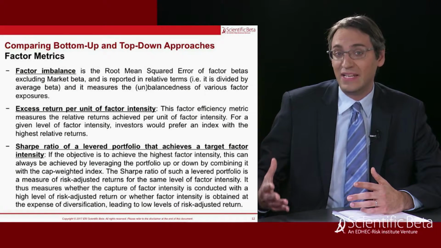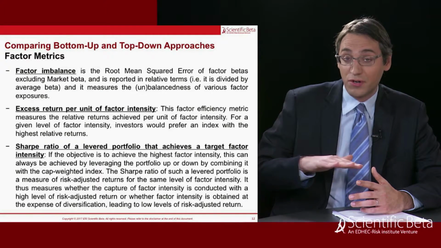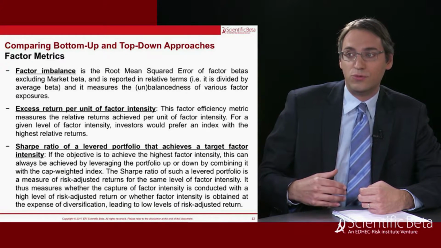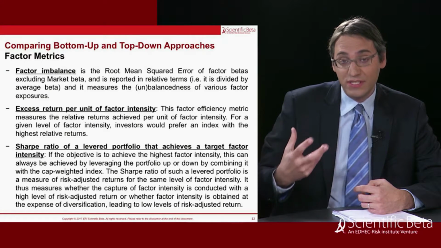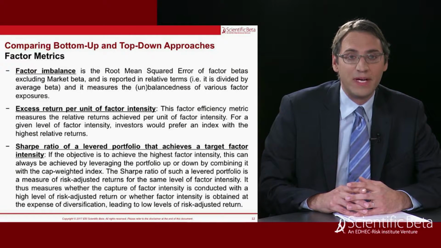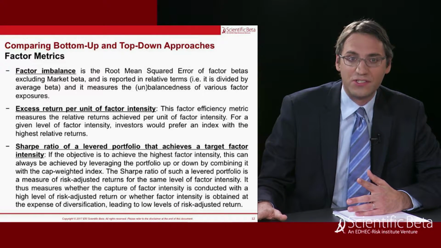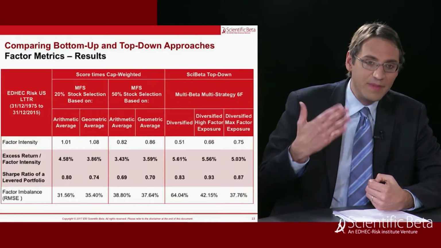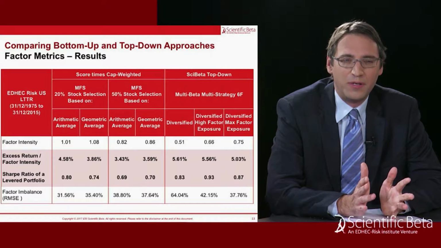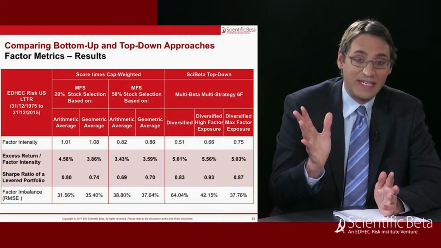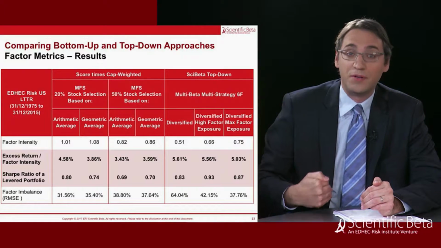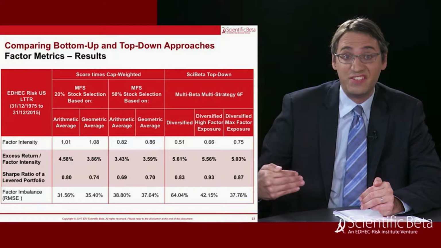You can also look at the balance of the factor exposures. Across the different factors, how balanced is the exposure? The idea is that you likely wish not only to increase your exposure to multiple factors, but also to be exposed in a balanced way across the factors. So these are some of the metrics that we can look at. The results, again, are quite interesting when you look at the different top-down and bottom-up approaches. First of all, if you look at the factor intensity, you can see an obvious result: the concentrated bottom-up approaches are the ones that achieve the highest factor intensity.